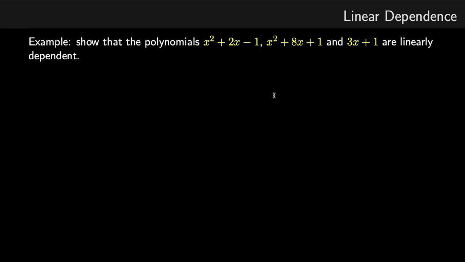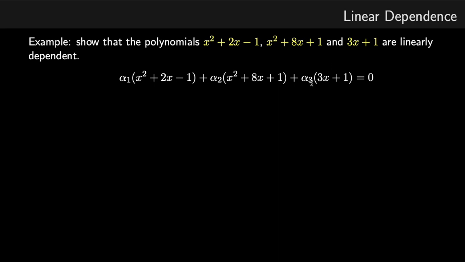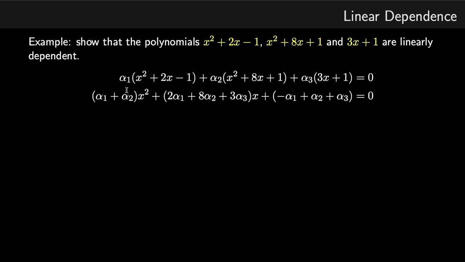Okay, let's have a look at another example. This time we're using polynomials. Just because they're not vectors, we can still check whether these are linearly dependent. I've got three polynomials. So I've got alpha 1 multiplied by my first polynomial, alpha 2 multiplied by our second, and alpha 3 multiplied by our third. The next step is what I've done: I've factorised out in terms of the x squared, the x, and the constant term.